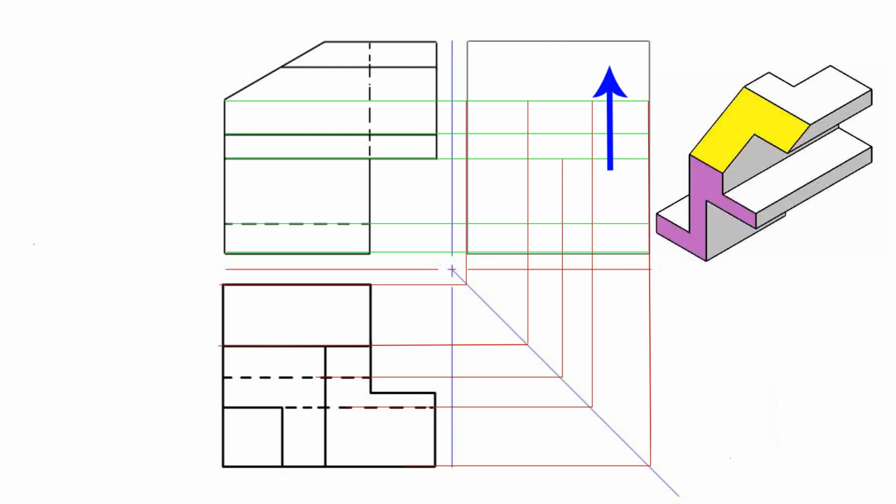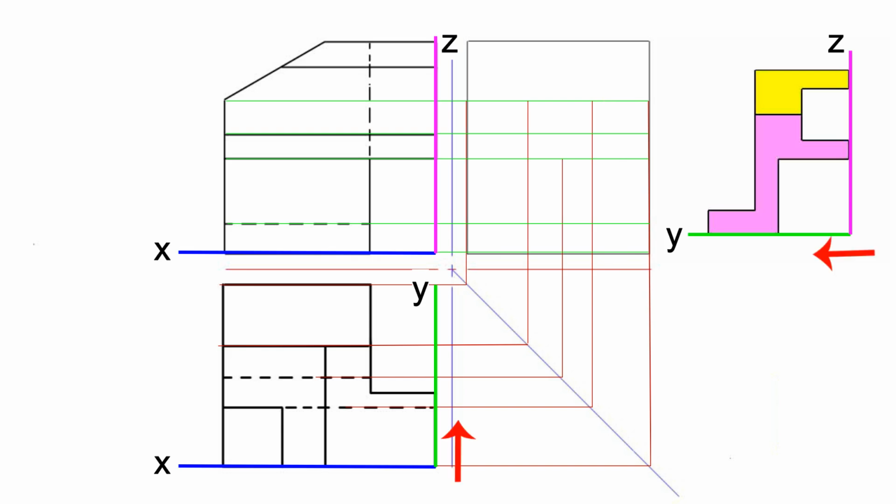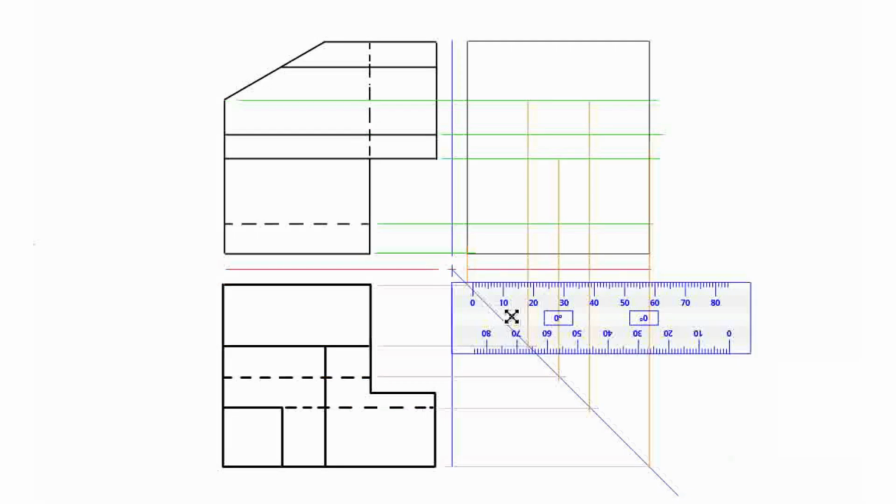So, to create the feature of plane E on the side view area, we take the depth, y-axis, from the top view through the 45-degree line. We take the height, z-axis, from the front view. Where these two projections meet, we draw the feature of plane E.